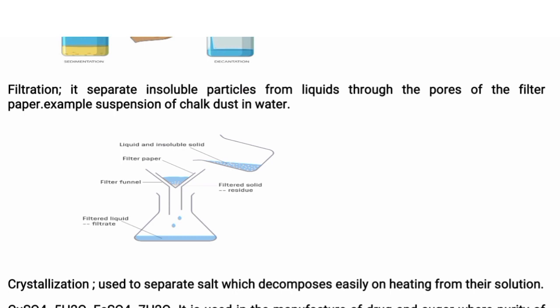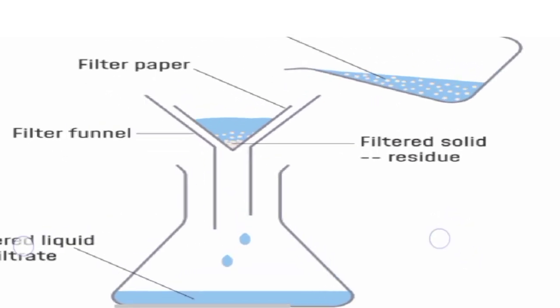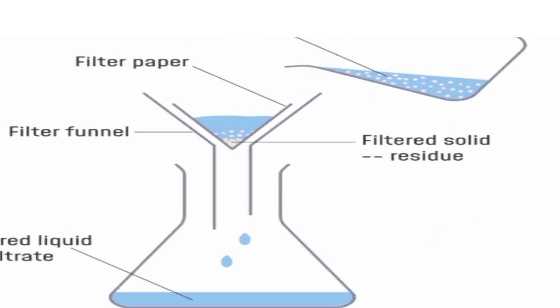We have what we call filtrate, the filtered liquid. Then I have what we call residue. The residue is the one that remains in the filter paper, while the liquid portion is called the filtrate, in case they ask.